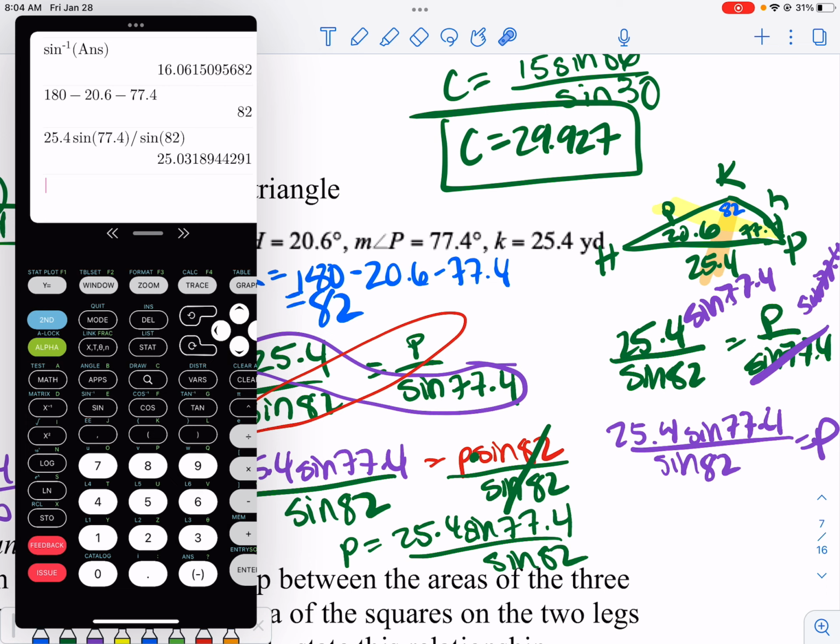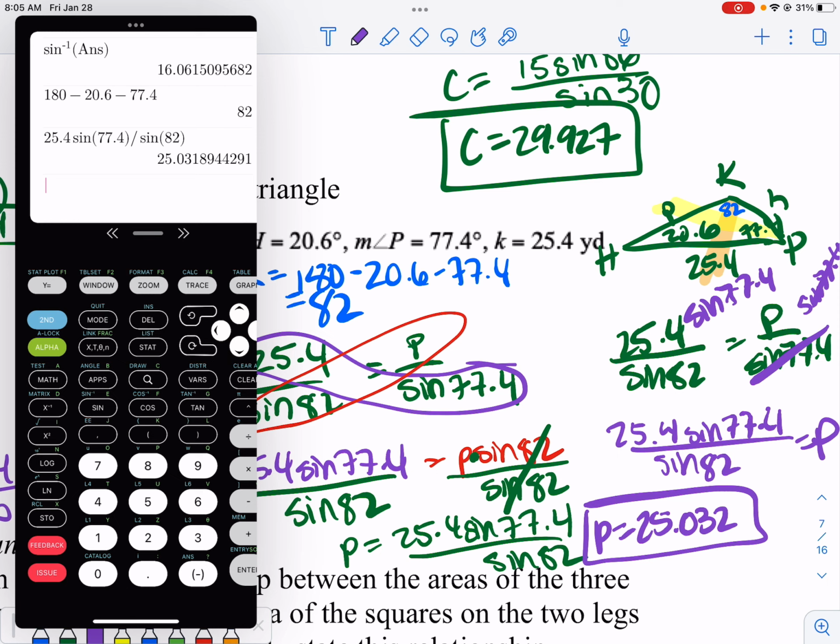If you neglect the parenthesis at the end of 82, it's negligible, meaning it's not super impactful because there's nothing after that. If I did another operation after that, it would be imperative, meaning you have to close the parenthesis after the 82. Okay. So here we get that side P is 25.032.